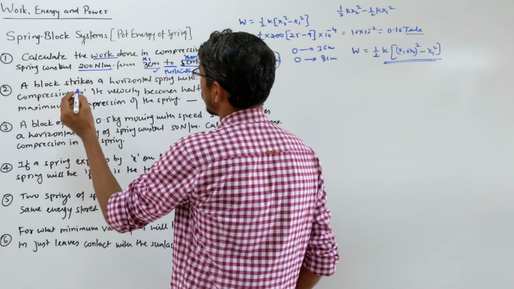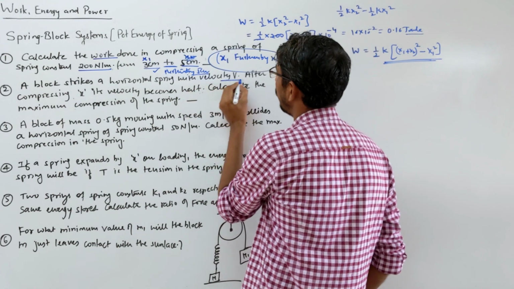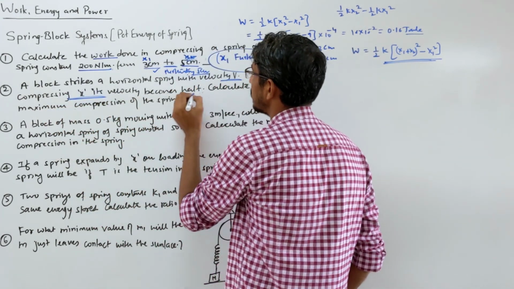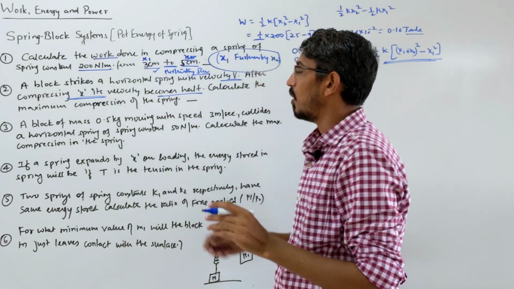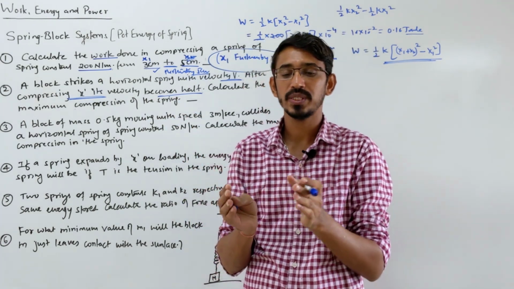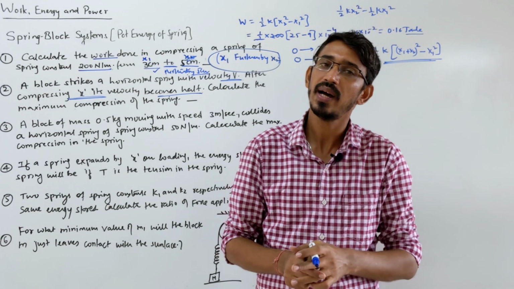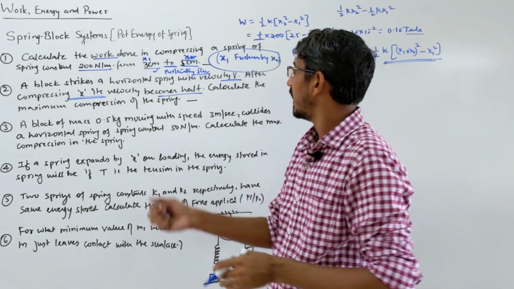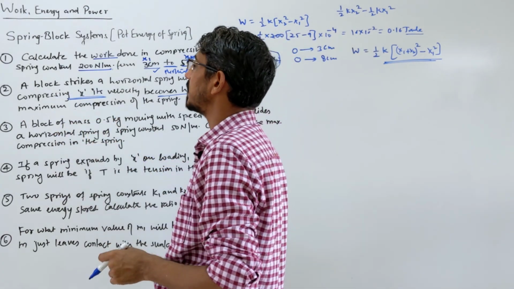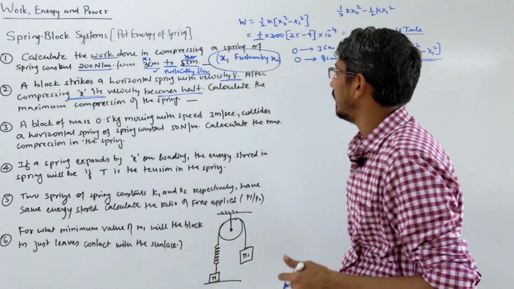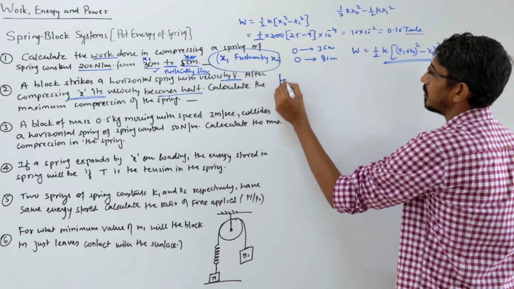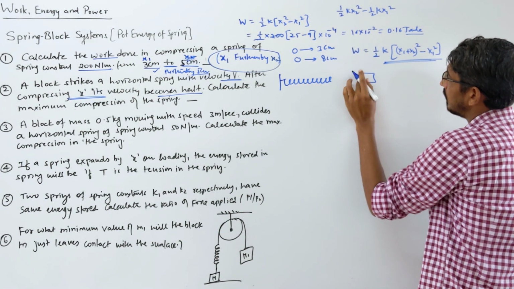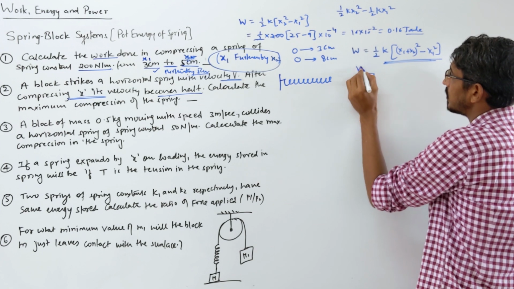It says a block strikes a horizontal spring with a velocity v. After compressing it by x amount, the velocity becomes half. The block hit the spring and compressed it by x amount, and the velocity of the block is half. Means the block is still moving, so it will compress the spring further. They are asking to calculate the maximum compression of the spring. Let me draw a spring here. Suppose this is your spring and this is your block coming here. When it is about to hit, its velocity is v, mass m.